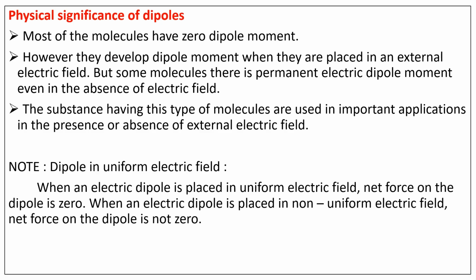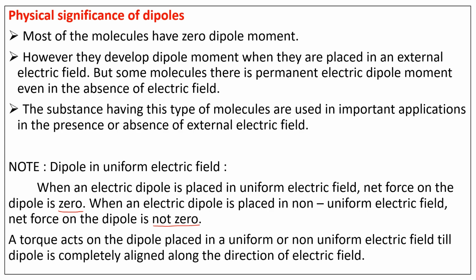Note: dipole in uniform electric field. When an electric dipole is placed in uniform electric field, net force on the dipole is zero. When an electric dipole is placed in non-uniform electric field, net force on the dipole is not zero. A torque acts on the dipole placed in a uniform or non-uniform electric field till dipole is completely aligned along the direction of electric field.